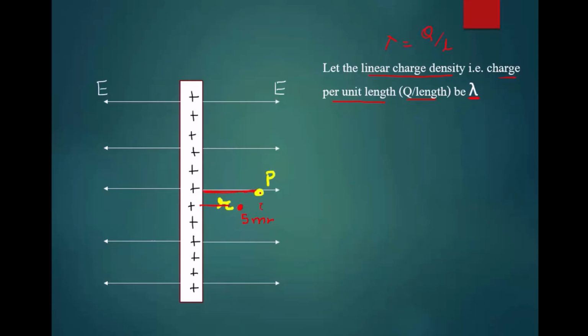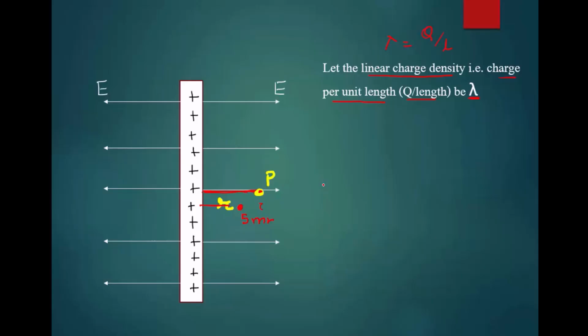Let us say we are interested in finding the electric field at point P, which is at a distance r from this wire. So this small r is the distance from the wire. This is the point P over here. We are interested in finding the electric field over here. Now, as we have studied, whenever we want to find the electric field, one of the ways to do that is to imagine a Gaussian surface around the object in which we have the charge.